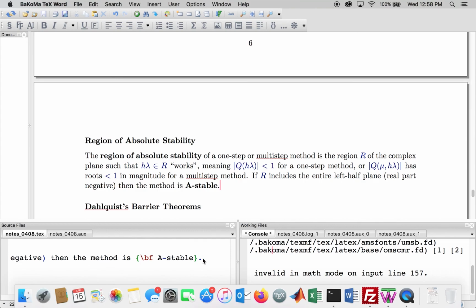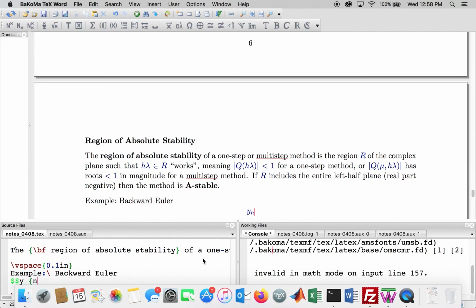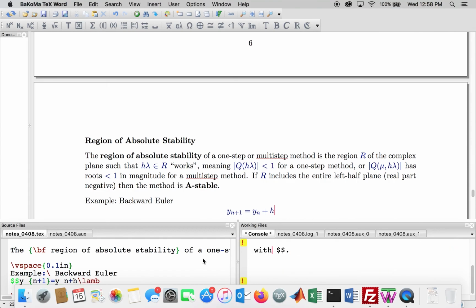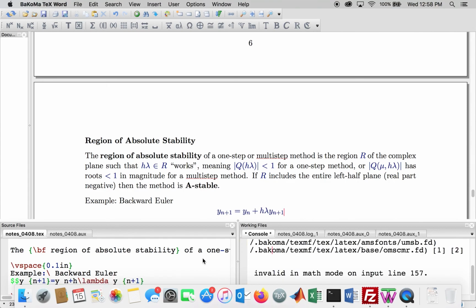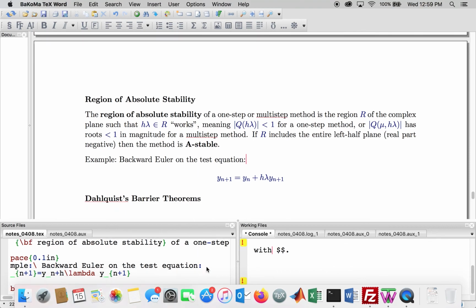You're going to get a solution that behaves reasonably, at least in a qualitative sense. There are not many A-stable methods, though. A simple example of an A-stable method is backward Euler. So y_{n+1} is equal to y_n plus h lambda y_{n+1}. If I apply this directly to the test equation, then this is what I get.